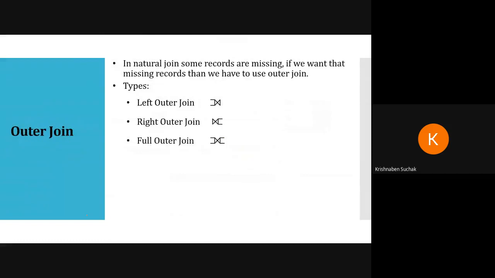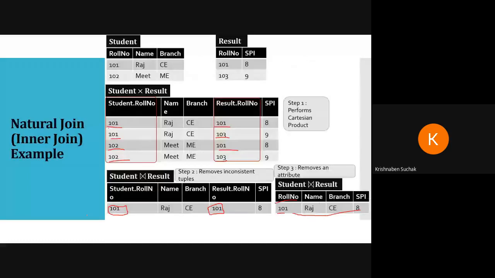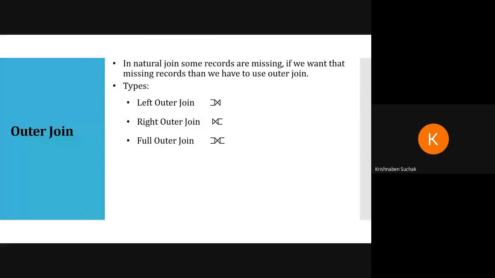Okay. Now let us move to our next operation, that is outer join. What is outer join? In natural join, some records are missing, right? Because our complete record would have included Meet's result also, but in the final outcome it is not there, it is missing. So in natural join, some records are missing. If we want those missing records, then we have to use outer join.